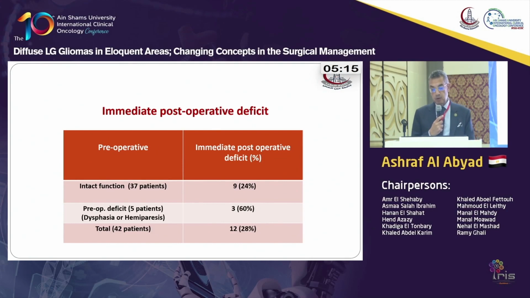As regards the immediate postoperative visit, which probably surprised you, there were 12 patients who had either new deficit or worsening of their preoperative deficit. So 28% of the patients had worsening of their preoperative status. And actually, this is more evident in those who had preoperative deficit. The ratio is much higher, about 60%.